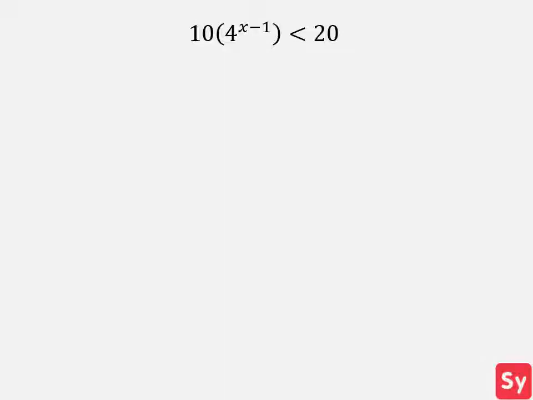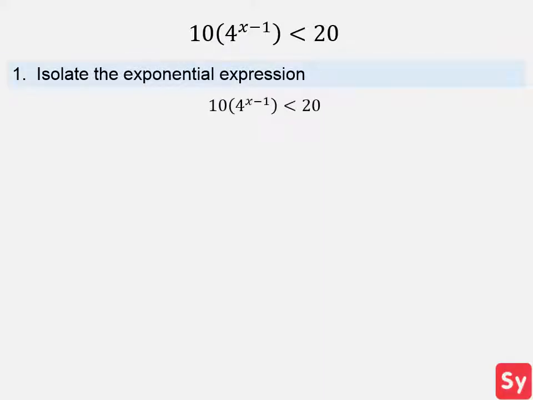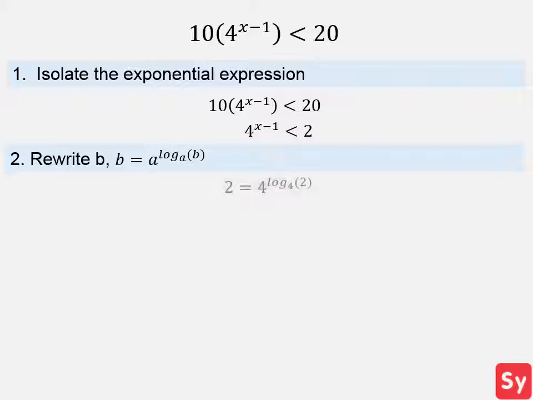First example, we have 10 times 4 to the power of x minus 1 is less than 20. First, we isolate the exponential expression. So we divide each side by 10 and get 4 to the power of x minus 1 is less than 2. Next, we rewrite b such that b equals a to the power of log base a of b. b in this case is 2 and a is 4. So 2 equals 4 to the power of log base 4 of 2. Now we can substitute in 4 to the power of log base 4 of 2 for 2.